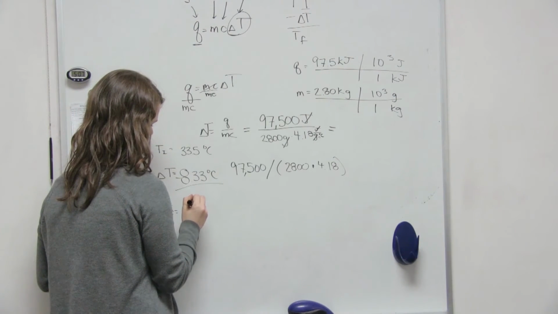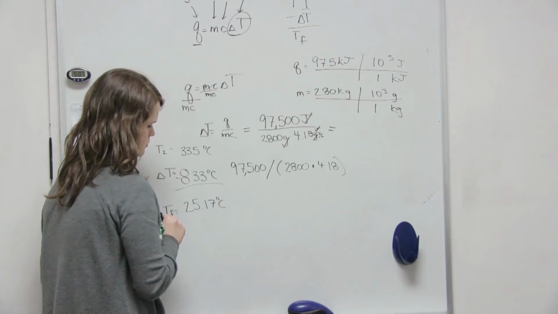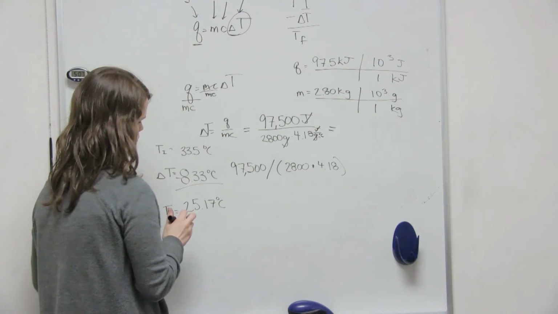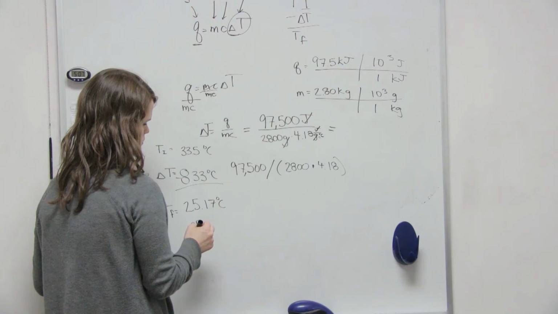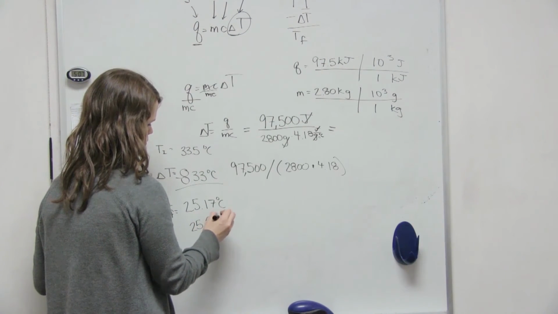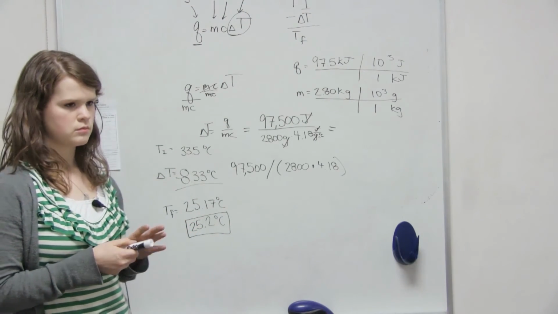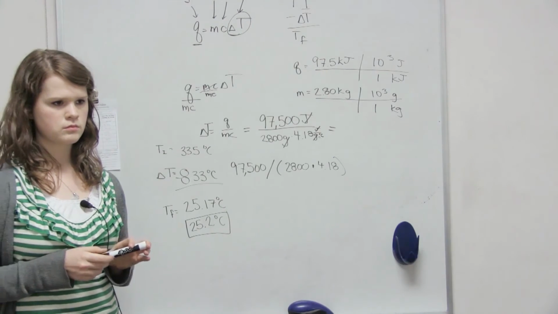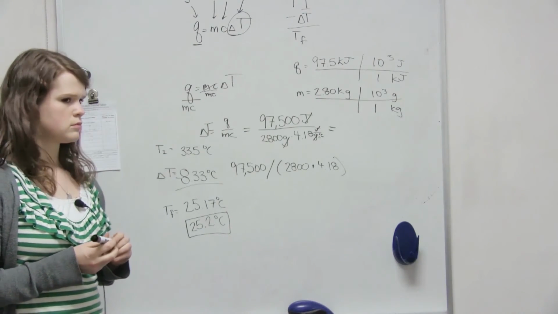So it's 25.72. How many sig figs can we keep? Oh, 3. So it's 25.2 degrees Celsius. 25.2 degrees Celsius. Yep, Alex likes it.